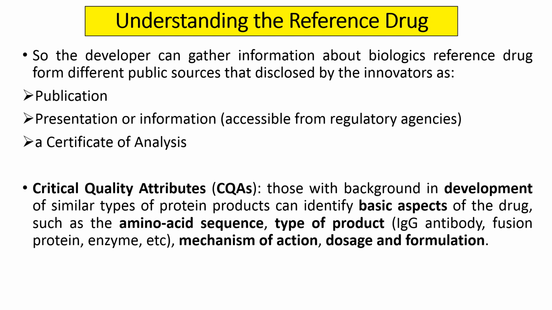The biosimilar developer can get some information about the biologic reference by different public sources. Public sources are accessible to all people; they are not private to the company. Where is this accessed from? From publications, as many biological innovators publish to prove the indication of their drugs, or the importance of their biologics, so developers can get some information from the publications.